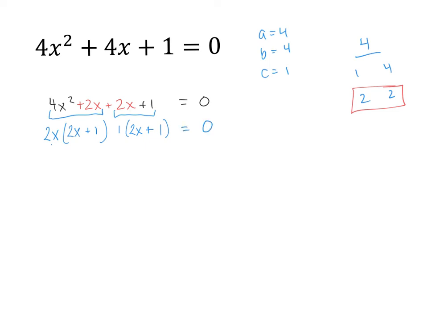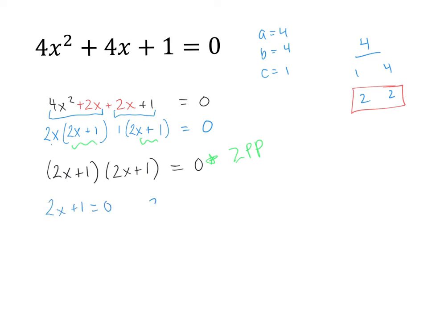Equal to 0. My parentheses match, so I can go ahead and put the pair in 1 and the outside in 1, equal to 0. Zero product property means I can go ahead and set each parenthesis to 0. Okay? And then go ahead and solve. 2x equals -1, divide by 2, and x equals -1/2.